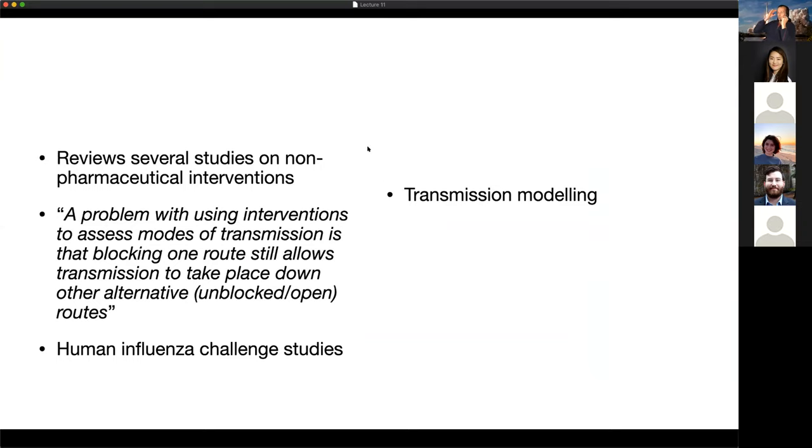This particular paper reviewed several studies in non-pharmaceutical interventions. To quote from the paper again, a problem with using interventions to assess modes of transmission is that blocking one route still allows transmission to take place down other alternatives, unblocked or open routes.